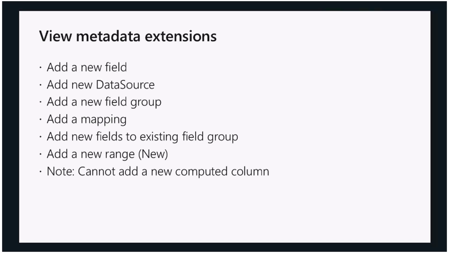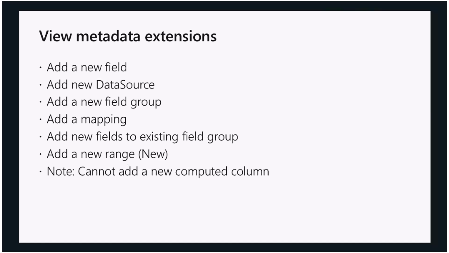Now, views are supposed to support much of the same functionality as table extensions. However, currently, the only supported features are additive. You cannot change the label or help text of a field, for example. You can add new fields and new data sources. And new, as of PU20, is the ability to add entirely new ranges to a view, which can dramatically alter a view's definition. Note that adding a computed column is also not supported, but is still planned for an upcoming platform release.